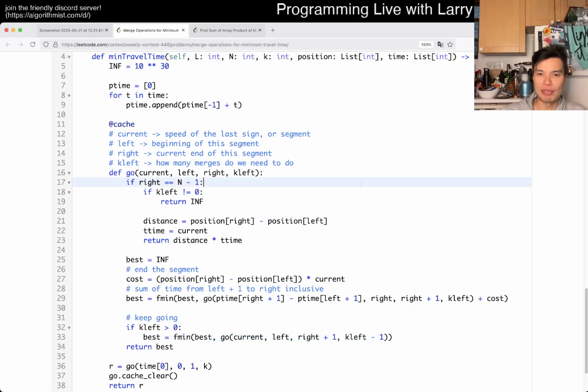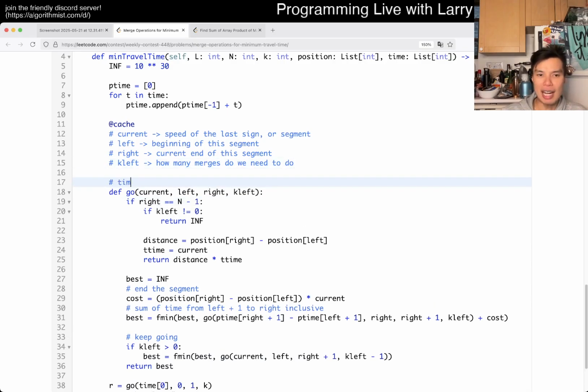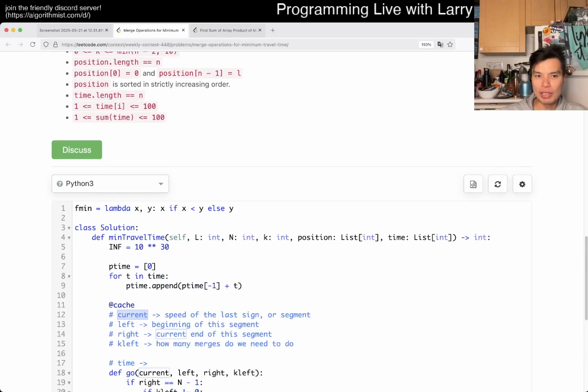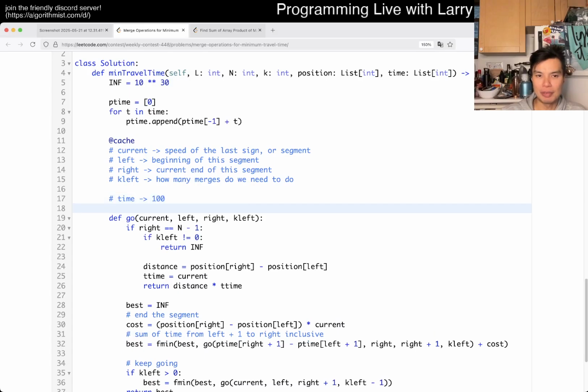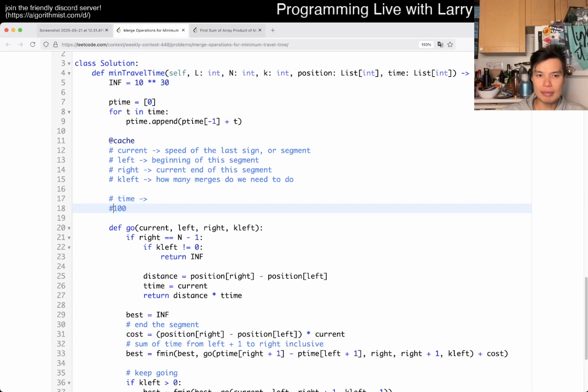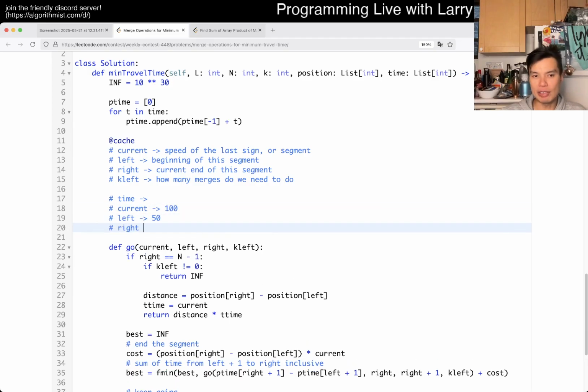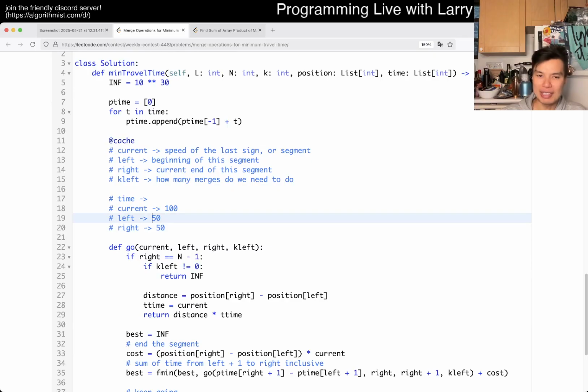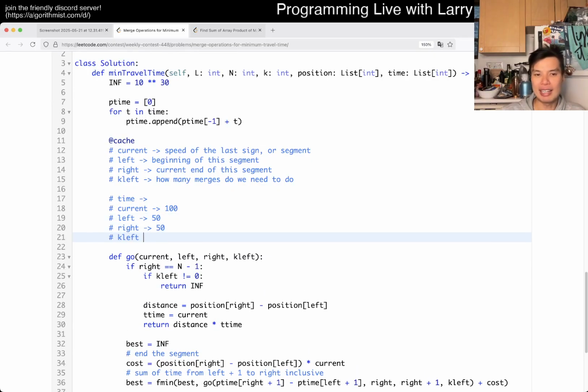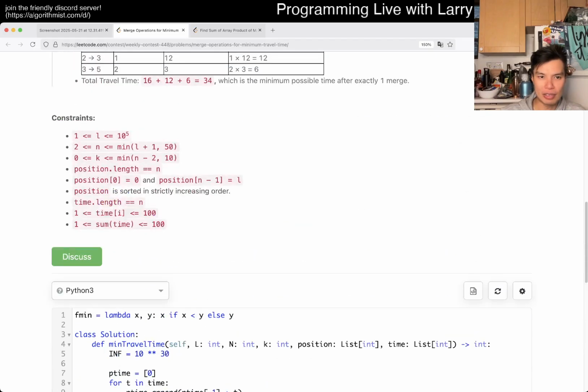Oh, let me do constraints real fast before upsolving, right? So then time is going to be equal to, current is, as we saw, 1 to 100, because it's the sum of the time, right, at the worst speed, so up to 100. Left is going to go up to 50, right goes up to 50, just like this is n, right? And technically, of course, it's not 50 times 50 because right has to be smaller than left, so it's like 50 times 50 over 2 kind of thing. And then k left is only, is it 30? Is it this? Oh no, 10 even, so it's even smaller.